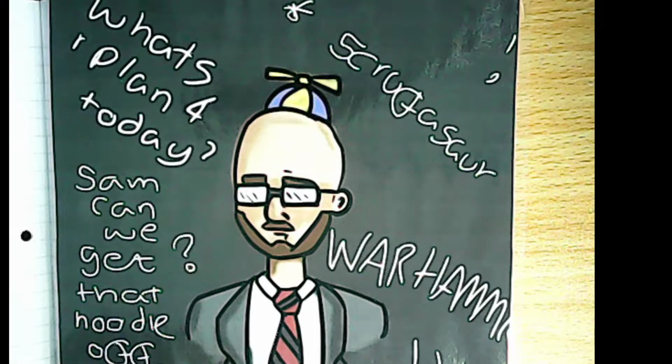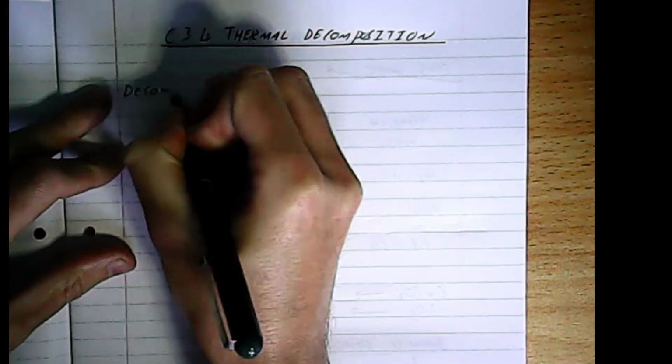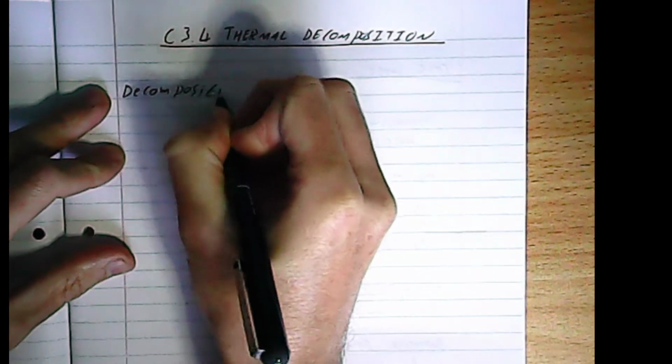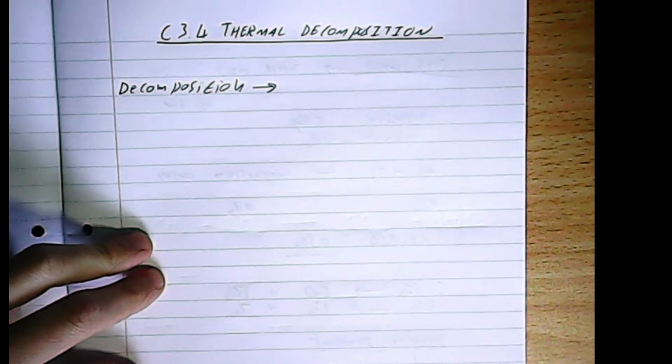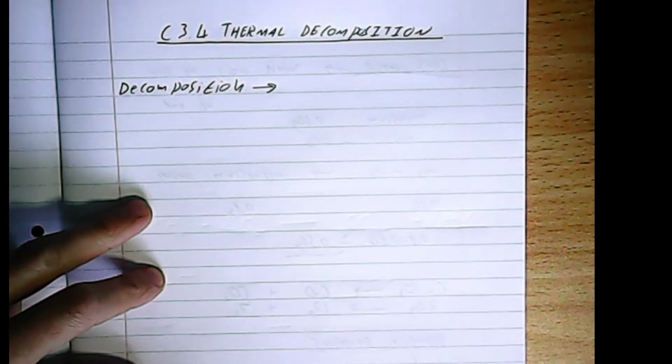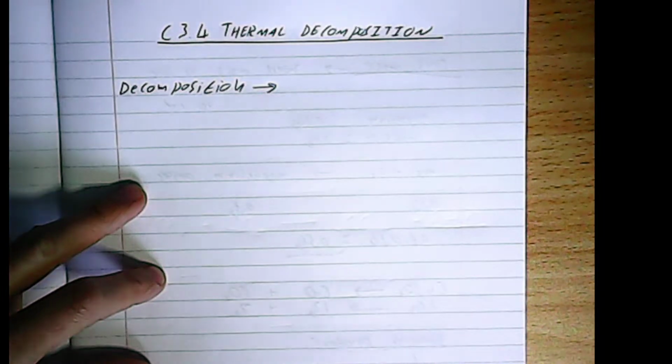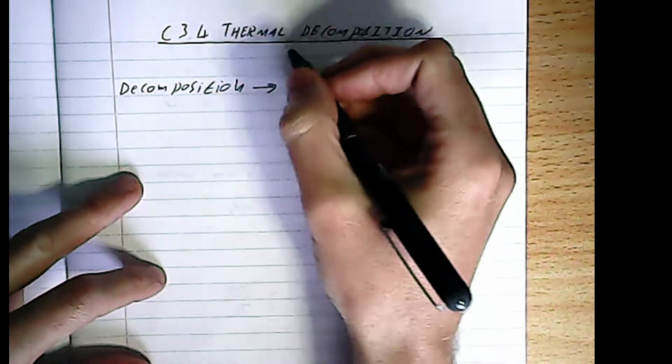Today's lesson is going to be about thermal decomposition. So we're going to jump straight in with thermal decomposition and what those sort of reactions are. In general, you've got a decomposition reaction. Just like when you use the word decomposition in everyday life, it means to break something down, and that's exactly what a decomposition reaction does. In a decomposition reaction, a compound is broken down into simpler compounds or into its elements.